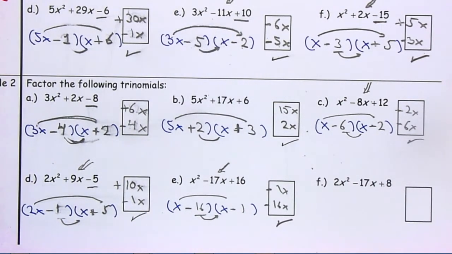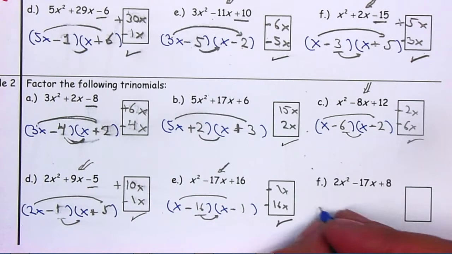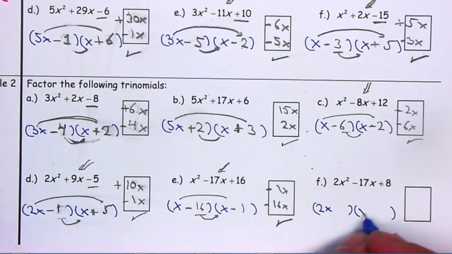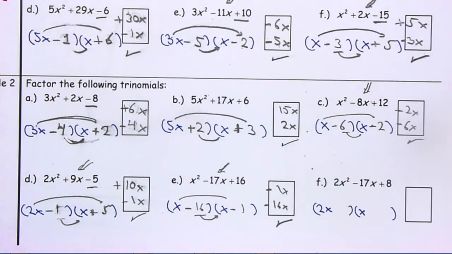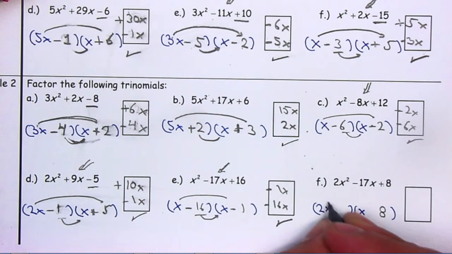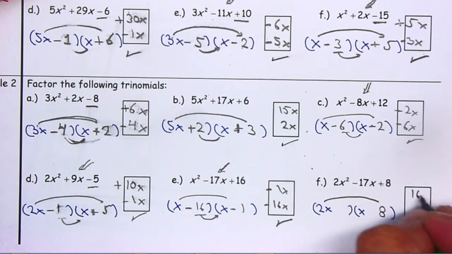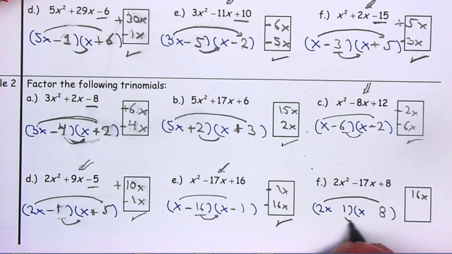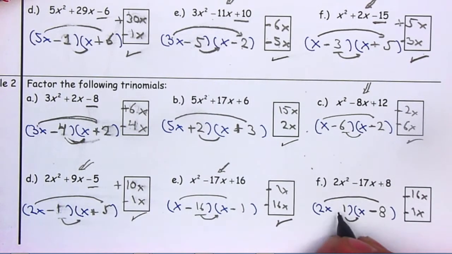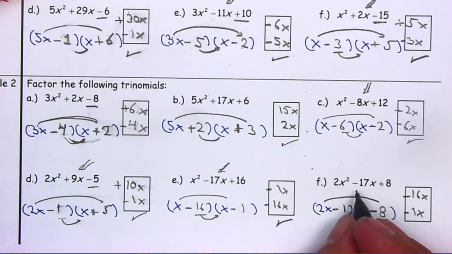Last one. Double parenthesis. Factors of 2x squared are 2x times x. Factors of 8 are 4 and 2 and 8 times 1. Many of you guys can already see if I place my 8 in here, that will give me a 16x. If I place my 1 in here, that will give me a 1x. And they both have to be negative. If I add them, does it give me negative 17x? Yes.